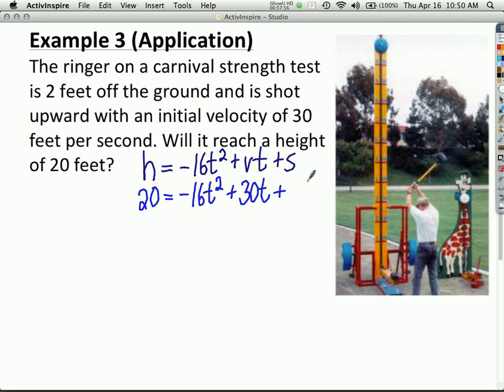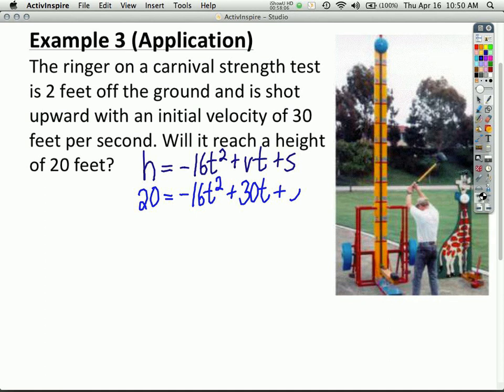That's okay. Anyone want to help out? What do you put? Deja? Where'd you get the 2 from? Yeah, that's the starting height. It's the 2 feet off the ground. Absolutely.